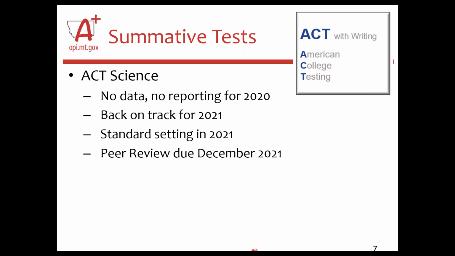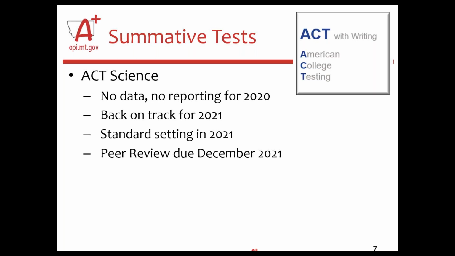So first, to talk about ACT science, of course, Montana juniors have been taking all the subsections of the ACT test for several years now, including reading, English, math, science, and writing. ELA and math scores have been used for accountability since 2017. Science scores have always been reported on GEMS, but they haven't been sent to the federal level. They haven't been used as a formal accountability measure.